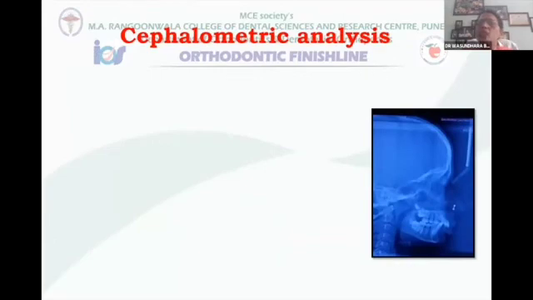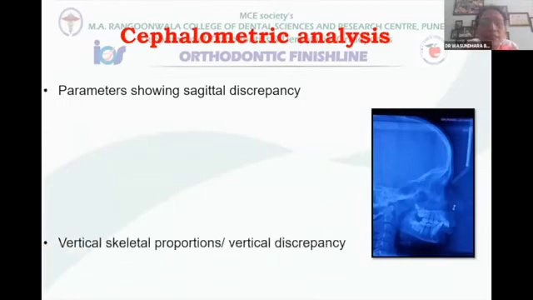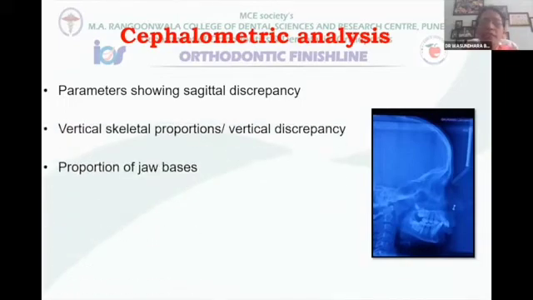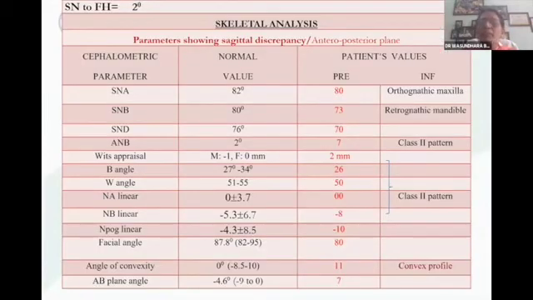After assessing the growth status, you do the cephalometric analysis to study the sagittal discrepancy, the vertical discrepancy, the proportion of the jaw bases, the dental inclinations, and the dental heights. These are the different parameters to study the sagittal, or anterior-posterior, discrepancy. And we all know that ANB is not a reliable indicator, because with rotation of the mandible, the B point also rotates. You get an increased ANB, and that is not a true sagittal skeletal discrepancy.